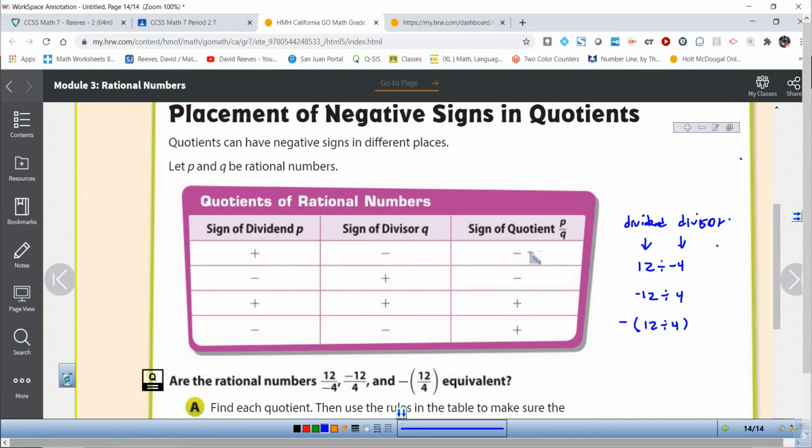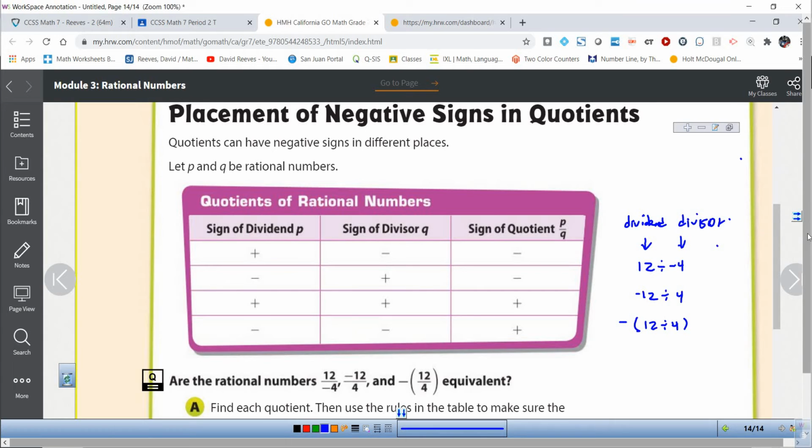Long story short, a positive divided by a negative will be a negative. A negative divided by a positive will be a negative. It's just like multiplication: if the signs are different, the answer is negative, and if the signs are the same, it's going to be positive. A positive divided by a positive is a positive, and a negative divided by a negative will be a positive.